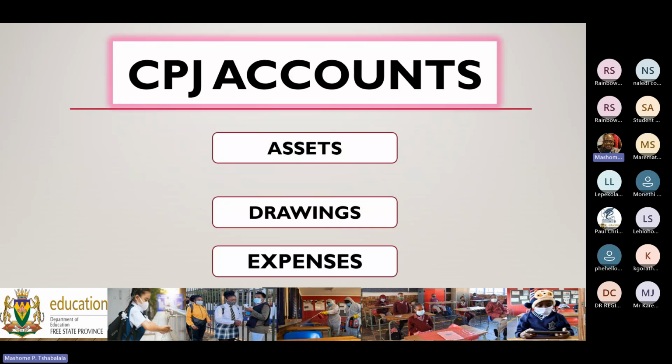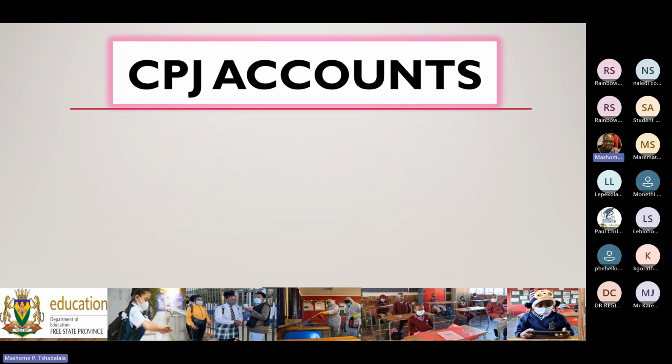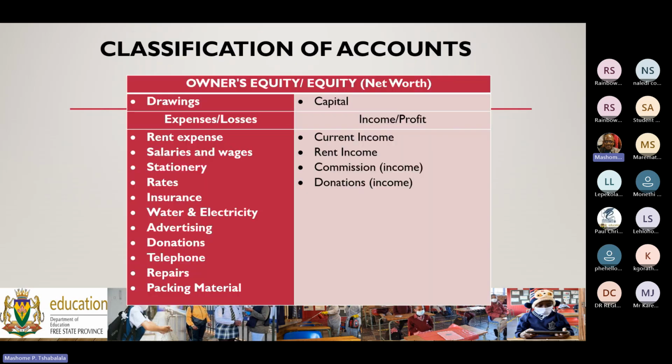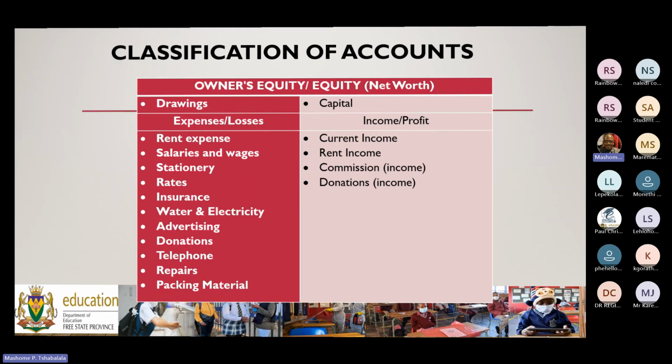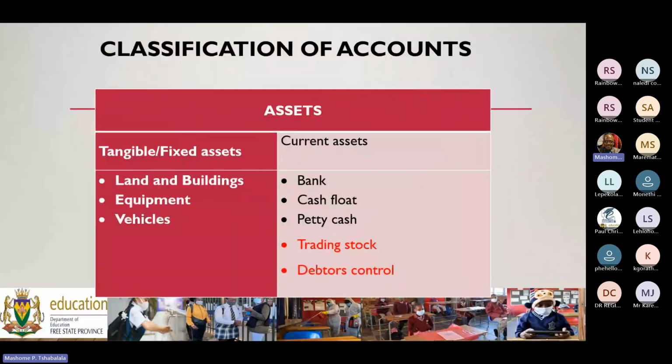Remember, the most important thing, learners, is to know all the expenses that must be recorded under the cash payment journal. And again, to know about the assets that can be recorded under the cash payment journal, which are land and building, equipment, vehicle. Then under current assets, we have the trading stock. It must be recorded under the cash payment journal.